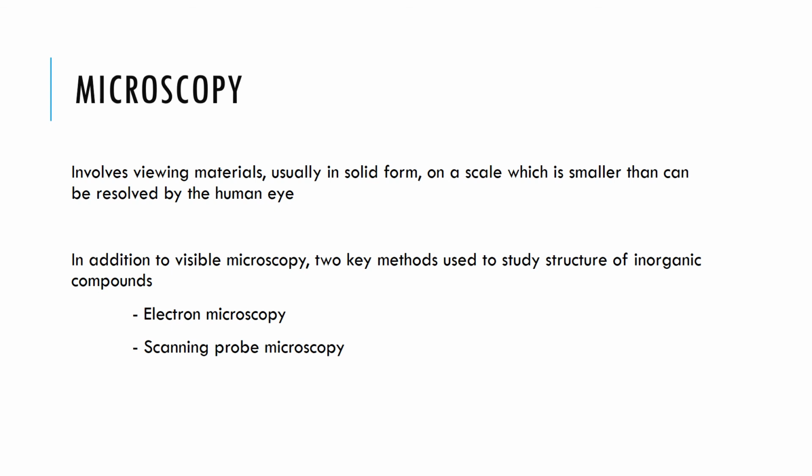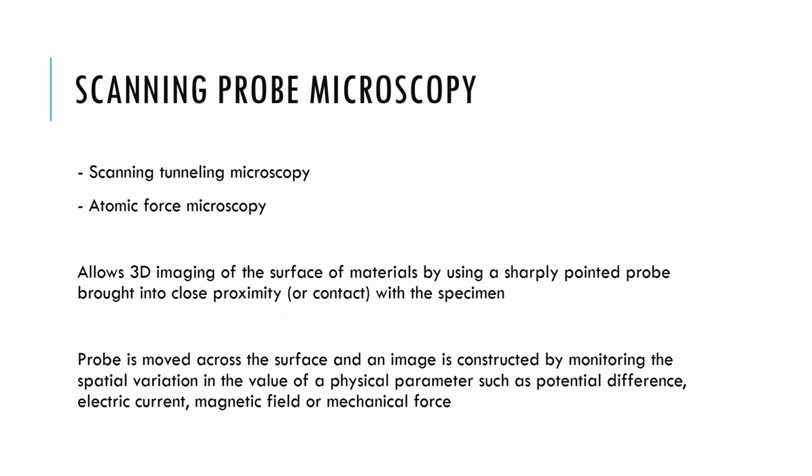Now, another important area of the characterization of an inorganic compound is microscopy. So that involves the viewing of materials, usually solid state materials, on a scale which is smaller than the human eye can resolve. And I'm sure everyone has used visible microscopy at some point, but there are some other key methods to study the structure of inorganic compounds. They are electron microscopy and scanning probe microscopy. Scanning probe microscopy can be split into two further techniques, scanning tunneling microscopy and atomic force microscopy.